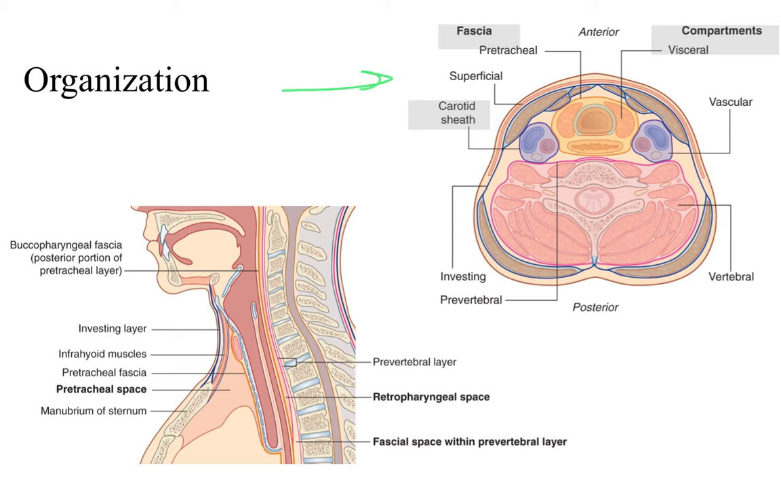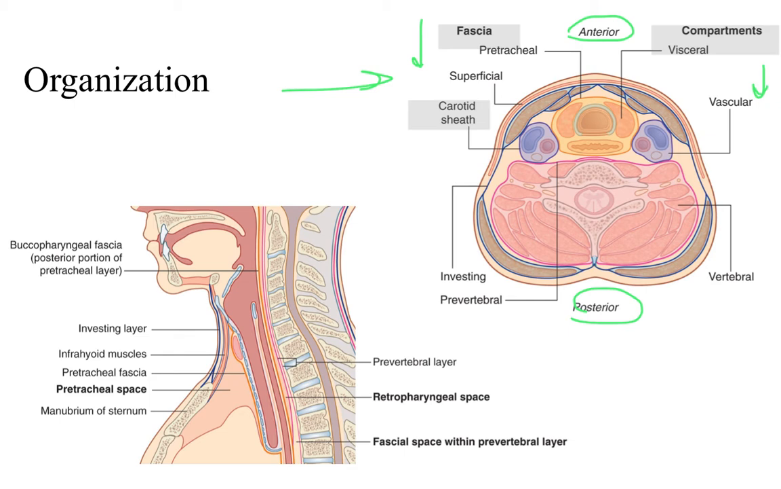So the picture on the right here shows two different sides. Take note that this is anterior and this is posterior, as if you're looking down on a neck that's had the head taken off. And on the left side here we have all of the fascia, and on the right side we have all of the compartments, but keep in mind that both the fascia and the compartments are going to be on both sides. It's just an easier way to label them.